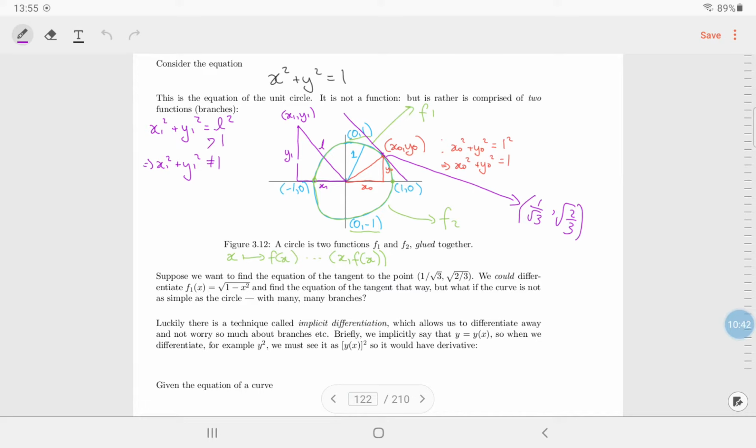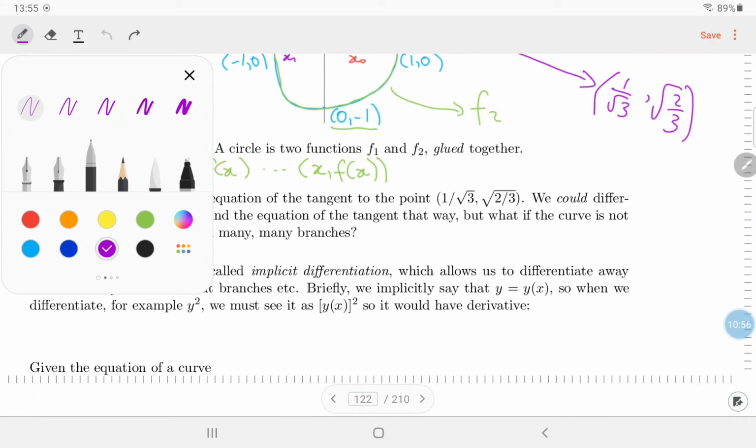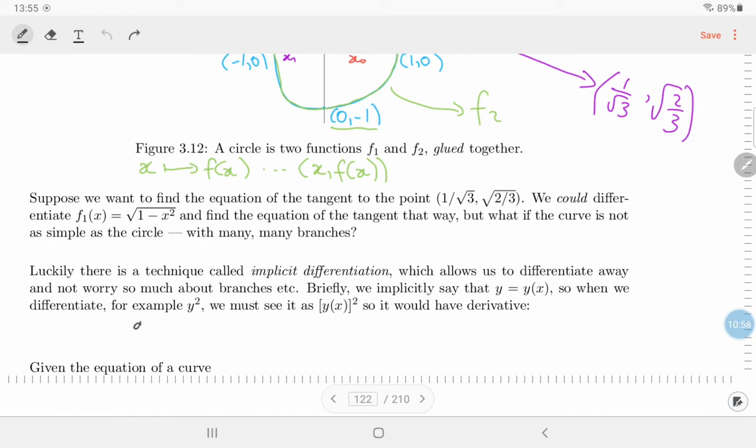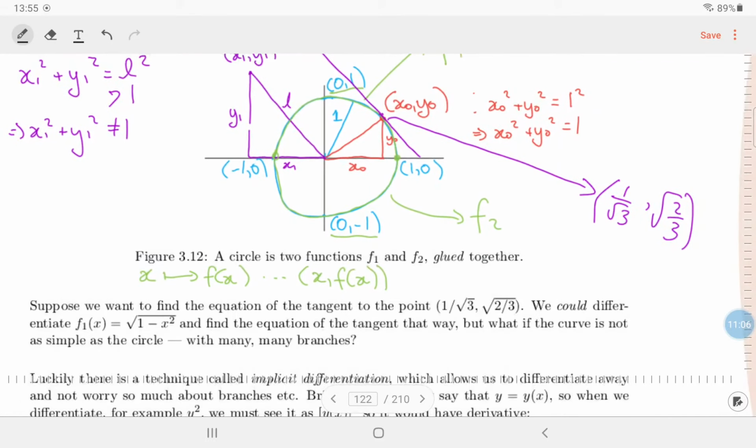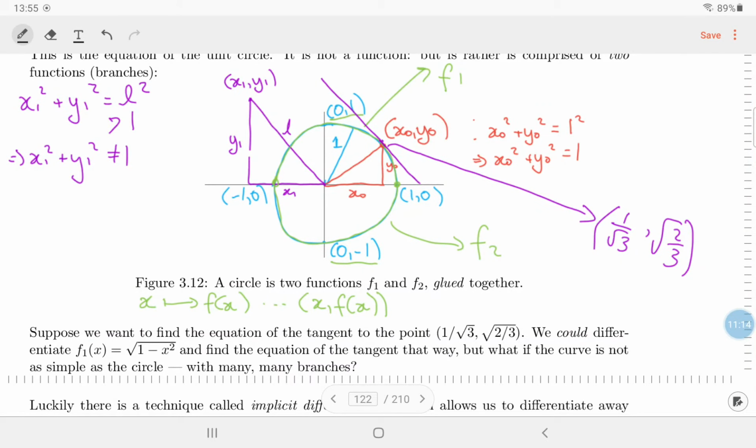y's. You don't know what the y is, but you say y is a function of x and you just differentiate away. Okay, so for example, say you want to differentiate y squared. Well, you're differentiating the derivative of y squared. Now we're not going to write y squared, we're going to say, okay, implicitly, so say if you're near the point, the purple point, 1 over root 3, root 2 over 3, there is some part that is on the graph of a function, a branch f1. So we have near that point that y is actually equal to a function of x near there.